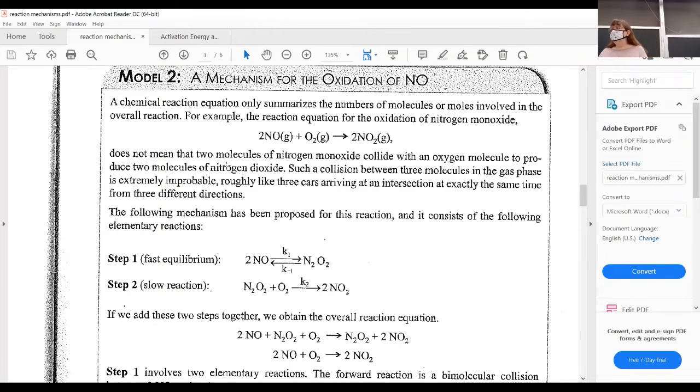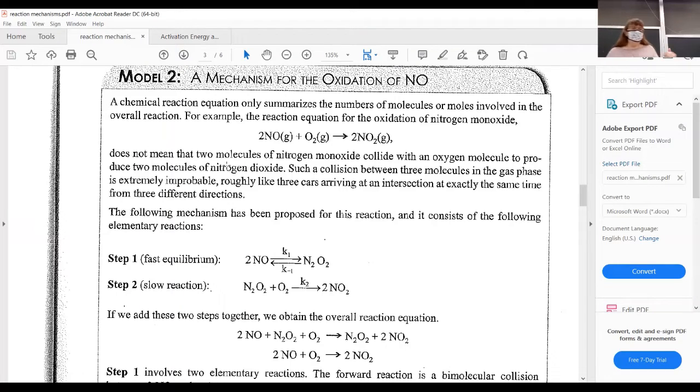Now we can have termolecular, which would be 3. But if we think about what that means, I would have to have 3 things all hitting each other at the same time and all facing the right way. If we think about car accidents, it's a lot more likely that just 2 cars are going to run into each other than for 3 cars all at the same time to run into each other. So it's possible, just not very likely.